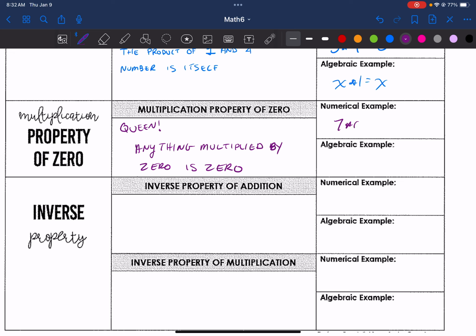So 7 times 0 gives me 0. X, Y, Z times 0 gives me 0. Everything is multiplication in those problems.